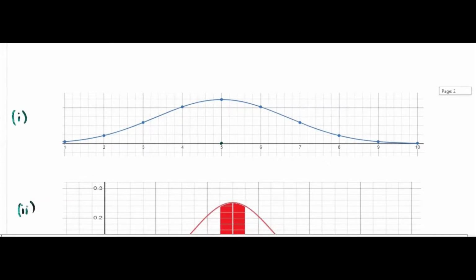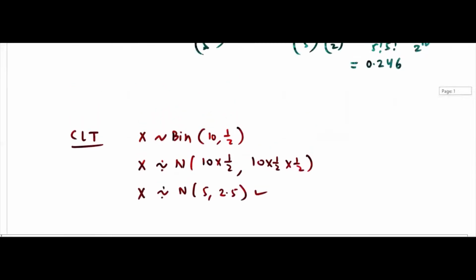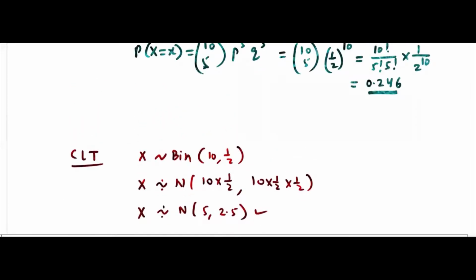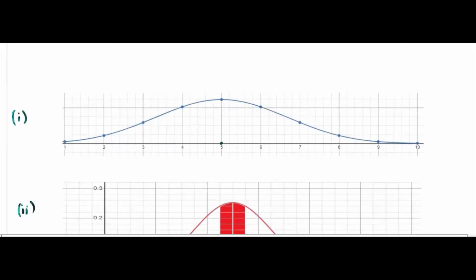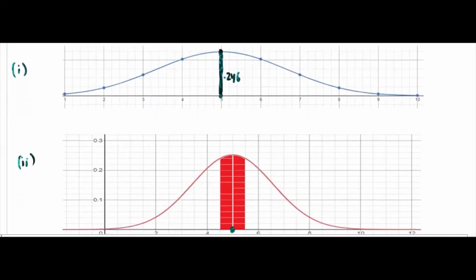And in part 1 we found the probability that X is 5. We got this probability, 0.246. This is the probability that X is 5, 0.246. Forget about the boundary, this is not important now. The probability we want is the highest one, 0.246.